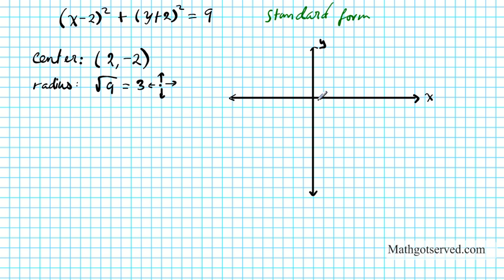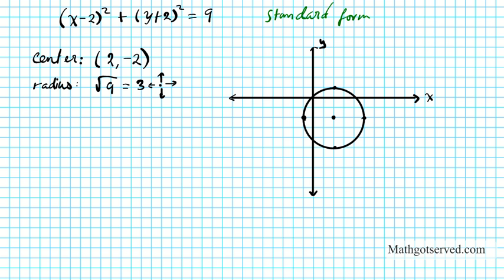Center is 2, negative 2. So I go 1, 2, and down 1, 2. 2, negative 2. So I'm going to go 3 in all directions. So 1, 2, 3 to the right. 1, 2, 3 to the left. 1, 2, 3 up, and 1, 2, 3 downwards. Okay, so 3 in all directions, and there you have your circle. All right, so let's go ahead and graph the circle. So there you have it.